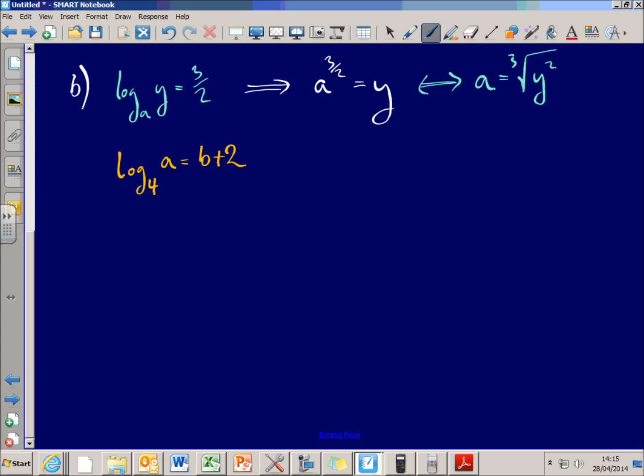Is that true? Okay. So let's come back over here. Am I doing this right? Hope so. This is log to the base 4 of a. Well, a is just that, right? y to the power of 2 over 3. And that's equal to b plus 2.